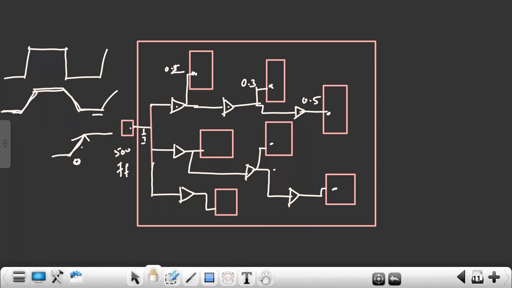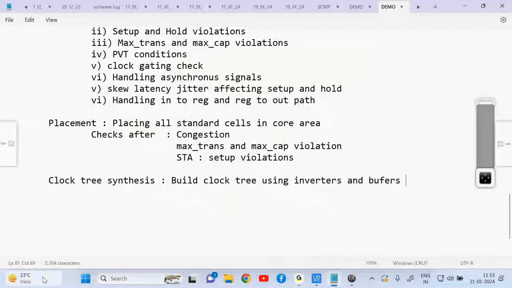The clock will start reaching late. That is called latency. Latency is nothing but the time taken by the clock to reach the respective flip-flops. They are reaching late because of cell delay and net delay in between. So this is called clock tree synthesis: building a clock tree using inverters and buffers.